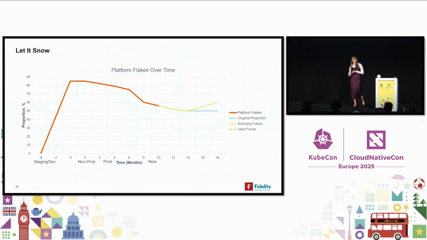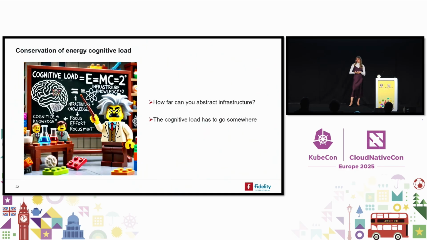So the worrying future is that we add on too many features and we simply can't keep up with the maintenance, and that looks something like this. In an ideal world, we continually bring down the number of flakes and time spent on operations, but at the moment it's only declining on that shallow bit here, so we'll have to give you another talk in a year's time and let you know how we're doing.